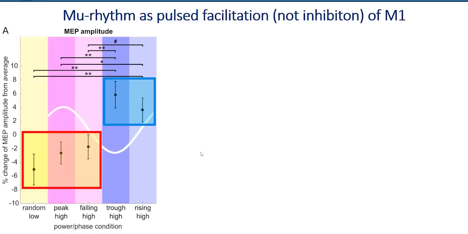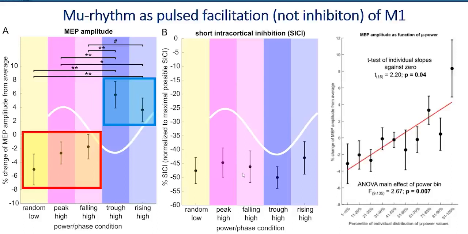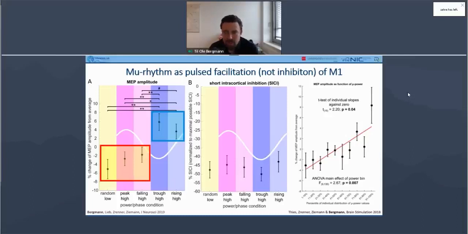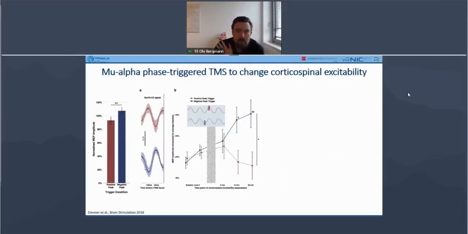We did not see any effect on the SICI, and looking into specifically targeted power bins, we also found that the power of the mu alpha oscillation predicts MEP amplitude, so cortical excitability, also with a weak positive correlation. So we can test specific neurophysiological hypotheses by measuring excitability, characterizing certain parameters at different brain states. And we can also use this, and this work was done by my colleagues from Ulf Siemens' group in Tübingen. We can use this to induce plasticity.